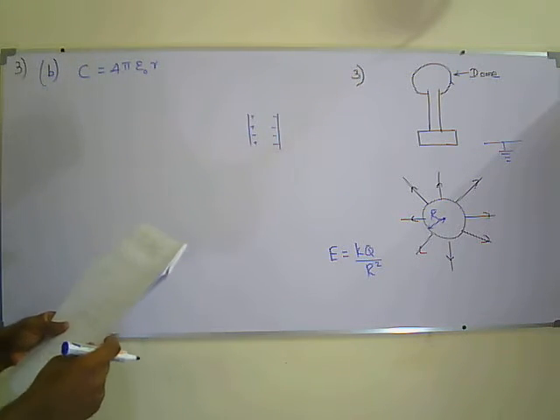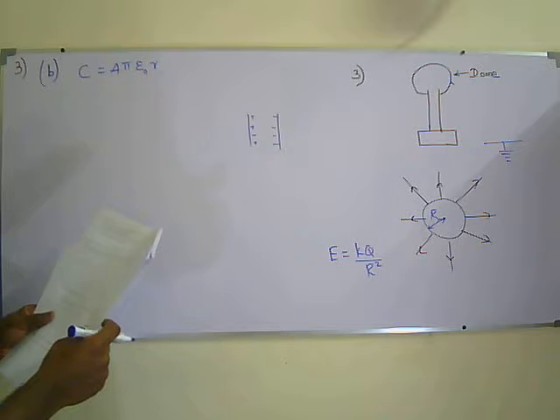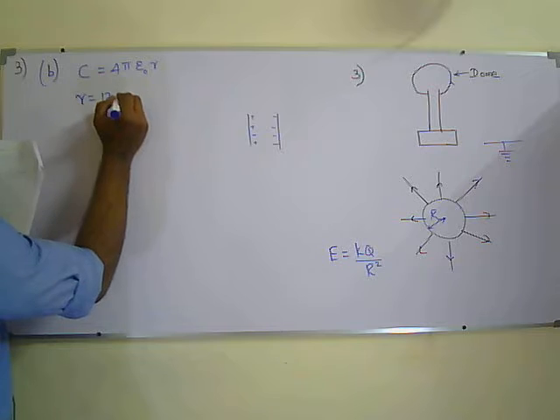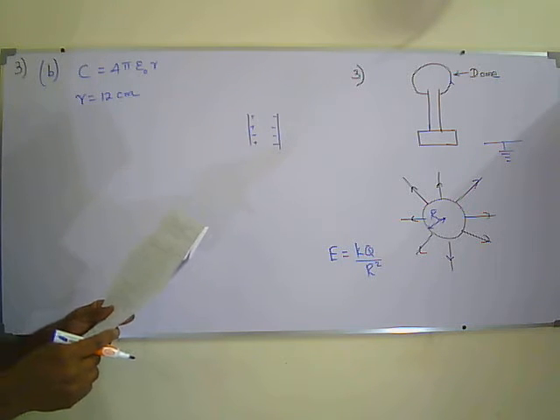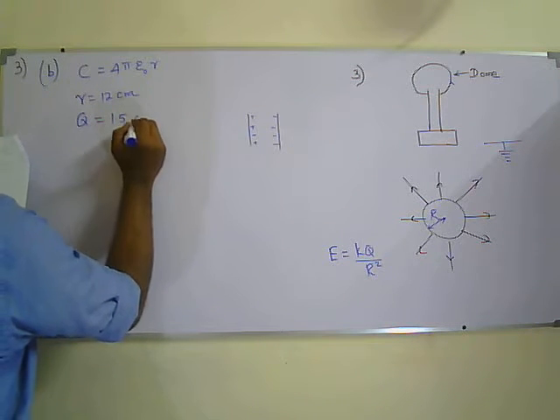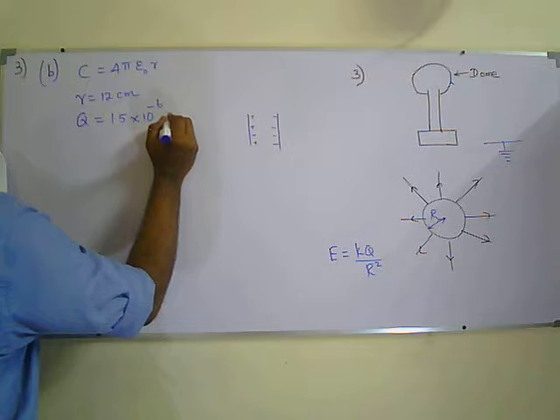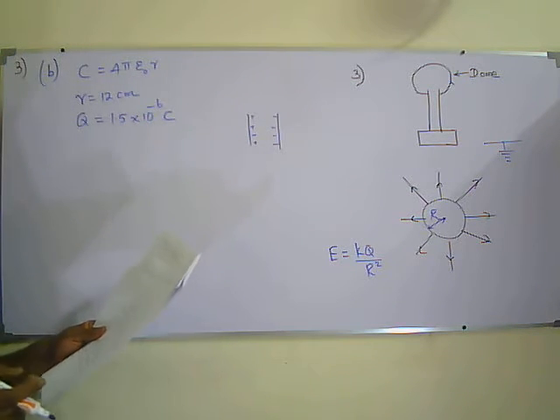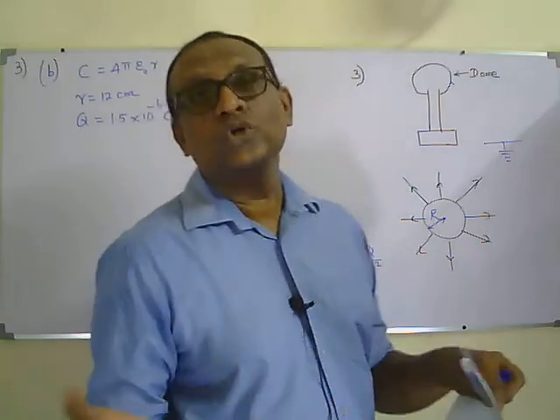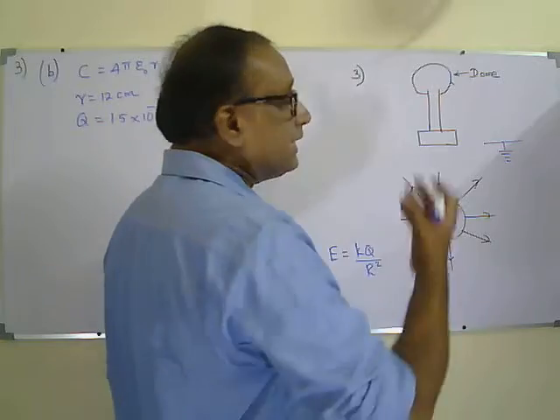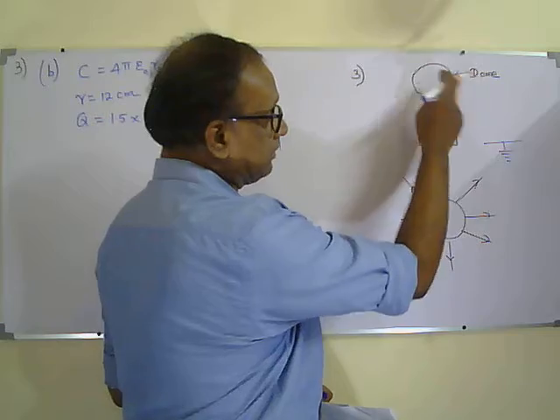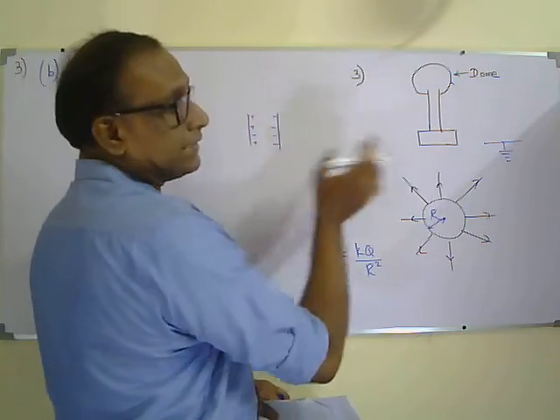So the question is, the dome of the Van de Graaff generator behaves as a conducting sphere of radius 12 centimeter, and the charge on the dome is 1.5 times 10 to the power minus 6 coulomb, that is 1.5 microcoulomb. Calculate the potential difference between the dome and the earth. Now they're asking for the potential difference between the dome and the earth. When you think about the capacitance of a sphere, that should be relative to earth. These are the two metal plates you have to imagine.